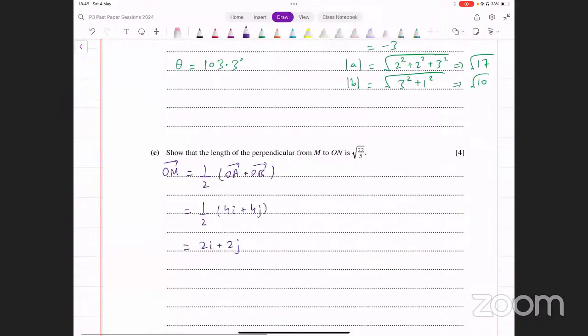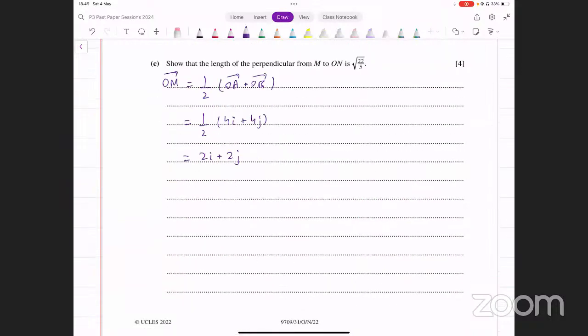Okay. Now we have the vector OM, the position vector of the point M. That's one thing that we wanted. We wanted distance from ON. Now let's think about this. Let's say this is ON. This is the line ON.